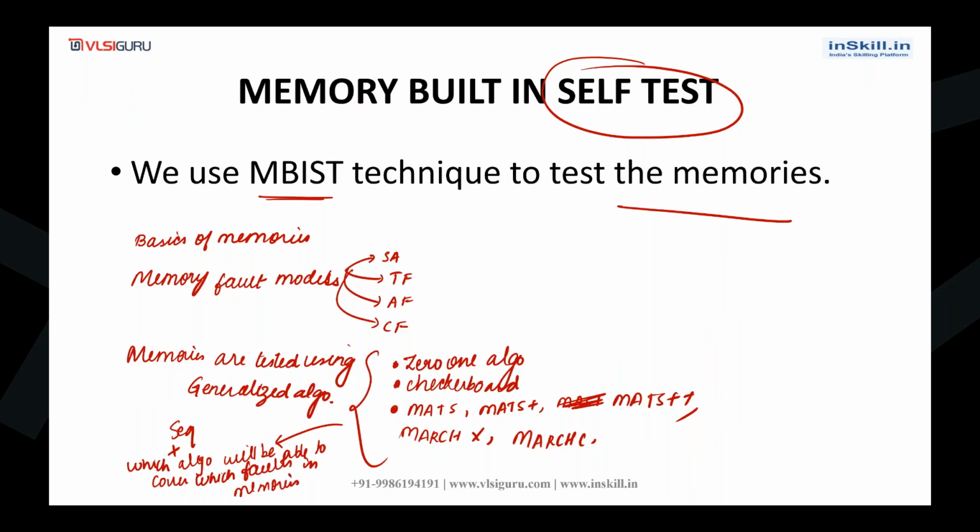Okay, and how that particular algorithm will be able to cover that fault, we'll explore all those things. Each algorithm has a sequence, and we'll try to understand which algorithm will be able to cover which faults in memories, and how it covers those faults. We'll understand it in detail with the help of some illustrations.